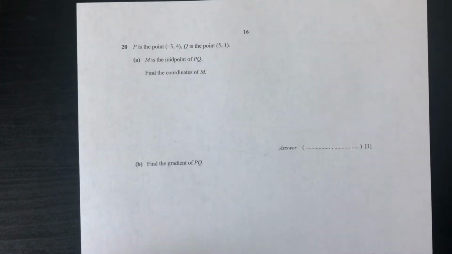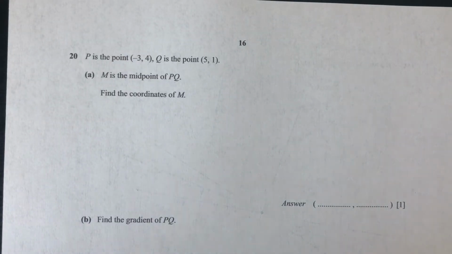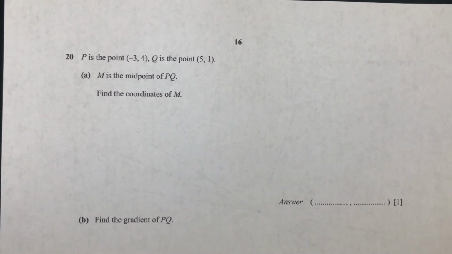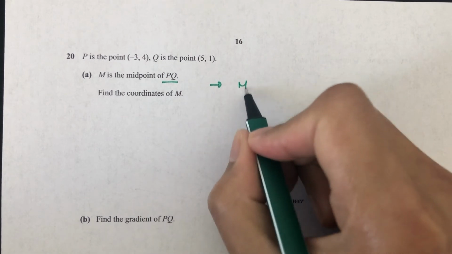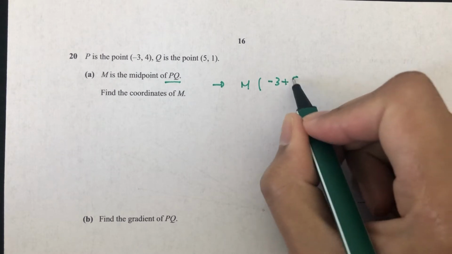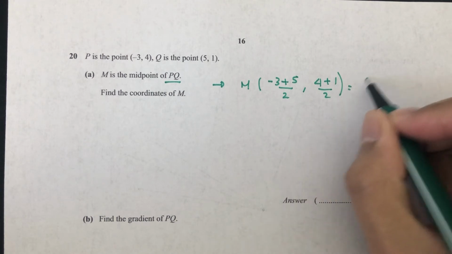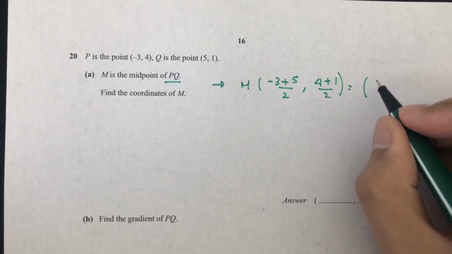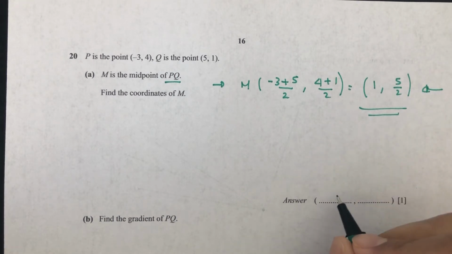Now moving on to number 20. P is the point -3,4, Q is the point 5,1. Find M. M is the midpoint of PQ. So we have to use a formula. M, the midpoint, is (-3 plus 5) divided by 2, and (4 plus 1) divided by 2, which is equal to -3 plus 5 is 2, divided by 2 is 1, and 5 over 2. This is your answer for M, which is (1, 5/2).